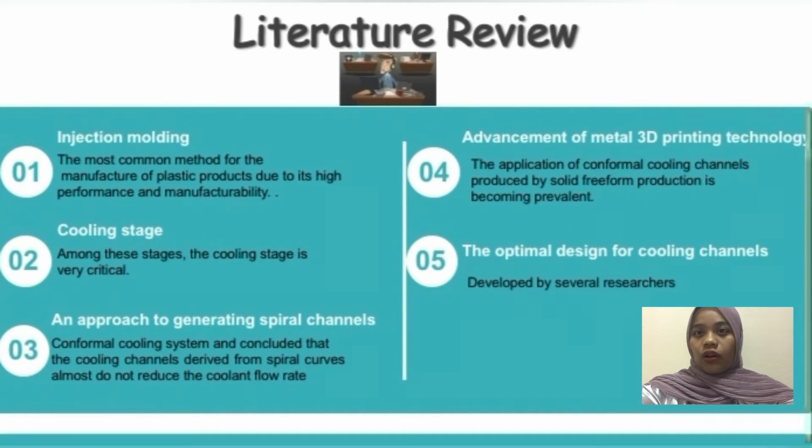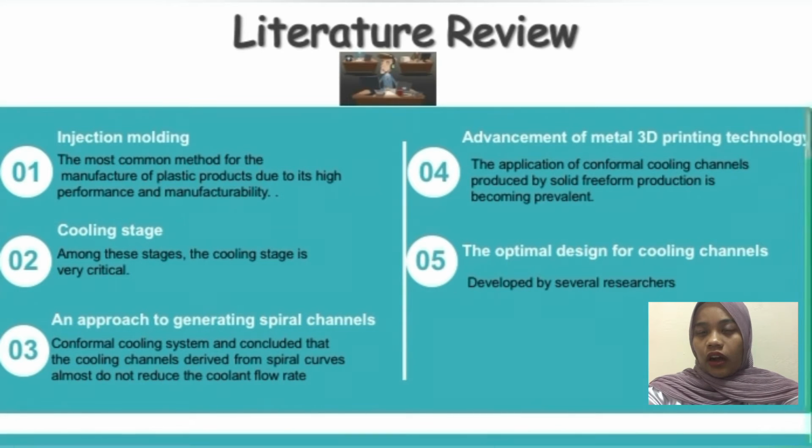An approach of generating a spiral channel for a conformal cooling system concluded that the cooling channel derived from a spiral curve almost does not reduce the coolant flow rate. Moreover, uniform cooling of the mold will be done by 4 channels. 4 kinds of conformal cooling channel are available. First is conformal spiral cooling, conformal zigzag cooling channel, conformal scaffold channel, and Voronoi diagram type.